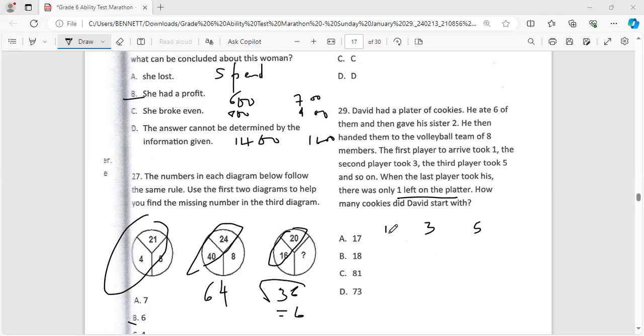Oh, you got 17. Wait, let me see. Alright, what about the others? Everybody agreed 17? Wait, sir, I think I did wrong. Whoever disagrees, please take the floor. I got 73, sir. You disagree? Can I tell you why I got 73? Alright, tell us.